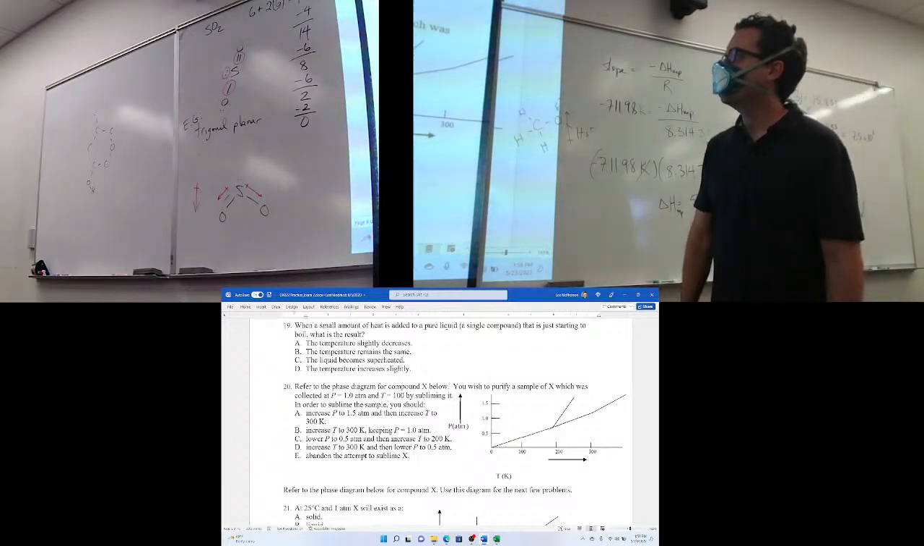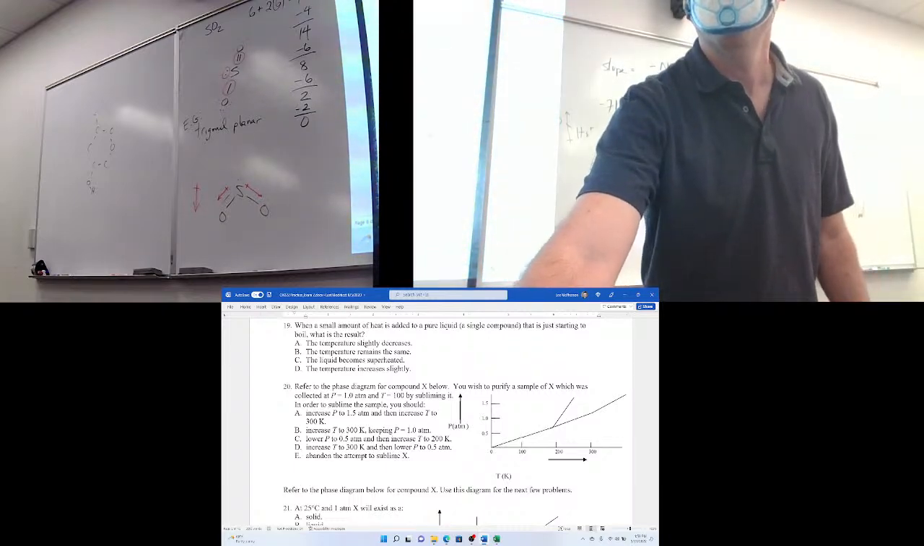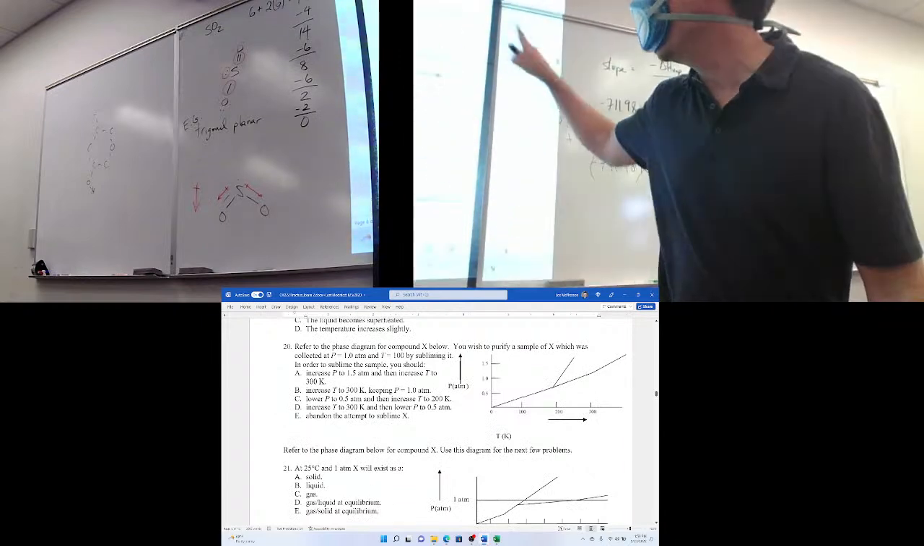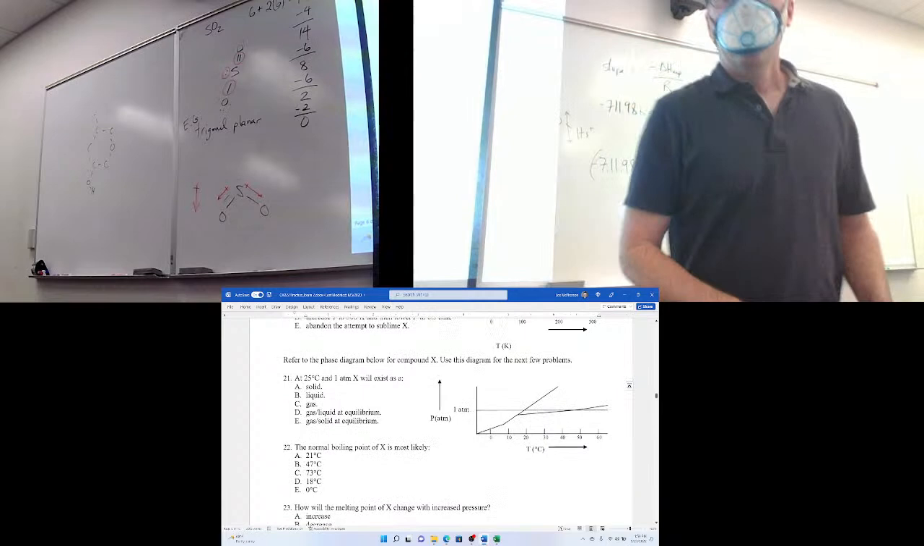Honestly, this is partially understanding what sublime means, because I think people can understand how to read the curve and understanding what the regions are. All right.